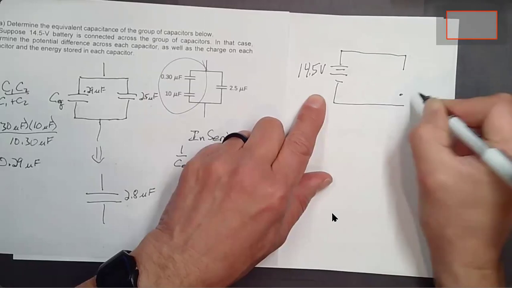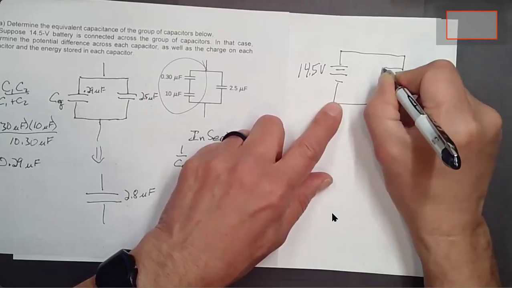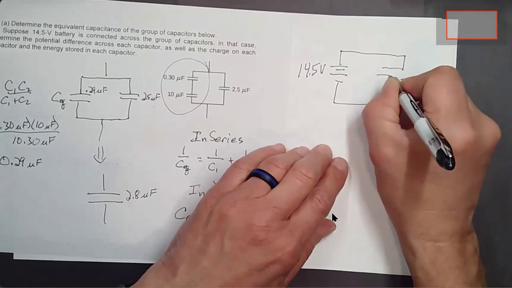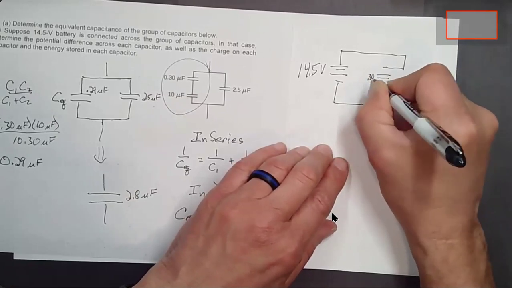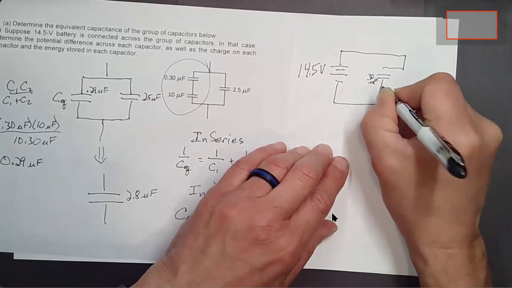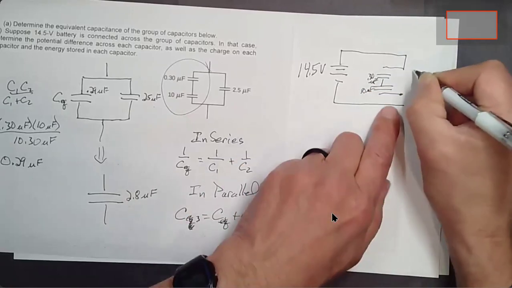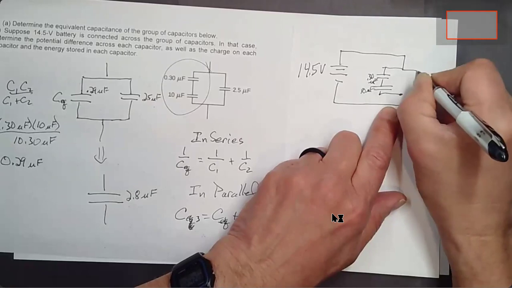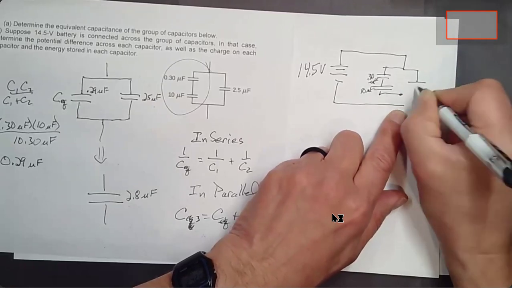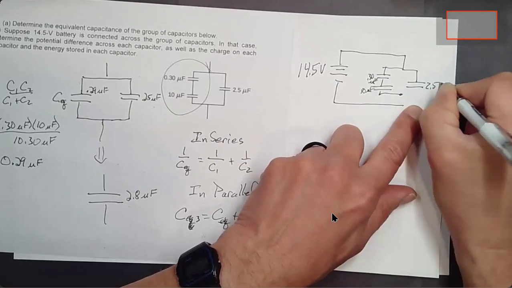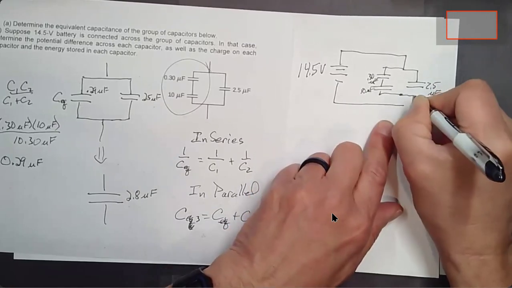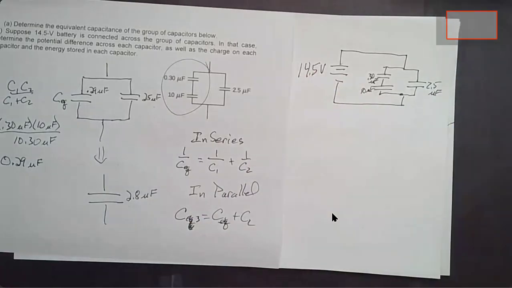So anyway, now we have this 0.30 microfarad in series with a 10 microfarad, and so we've got a 2.5 microfarad. So here's our circuit. We've got a battery in there. And I'm supposed to figure out the potential difference across each capacitor, as well as the charge on each capacitor and the energy stored in each capacitor.